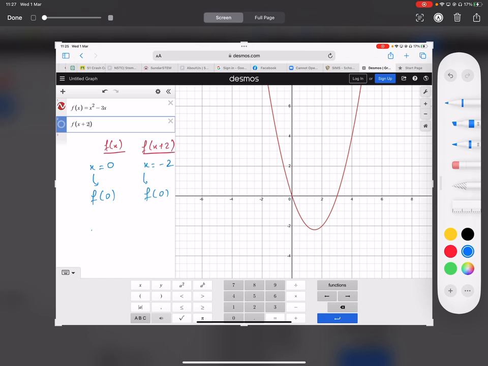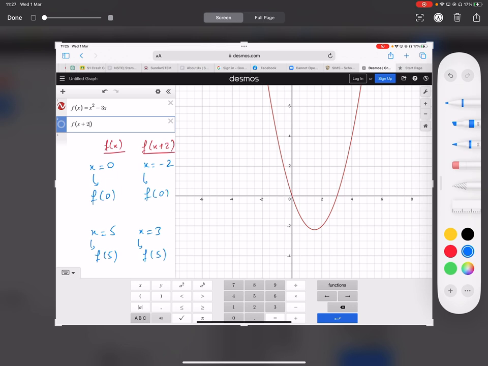Similarly, if I were to input 5 in the original function, that would give me f of 5. f of x plus 2 में कौन सी value input करने में मुझे f of 5 मिलेगा? I'll have to input x equal to 3 there, and that is going to give me f of 5 here. So whatever value I was getting at a particular value of x earlier, now I'll be getting that same value 2 units to the left. Okay? 2 units कम करना पड़ेगा, उस पर वो same value मिलेगी.